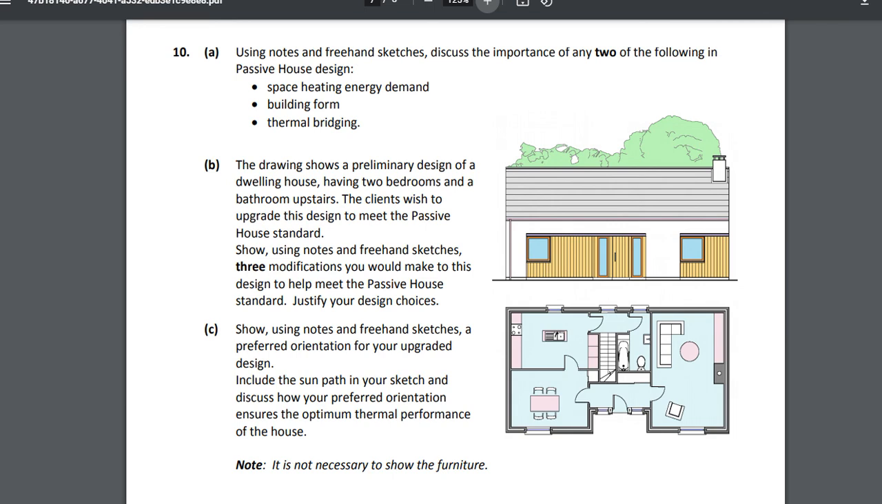So in other words, you want your bedrooms facing east, main living area facing south, and then your sitting room facing west. Bathrooms and utility rooms, things like that, would face north if possible. The notes are going to be attached in the assignment as well. So your notes are here.